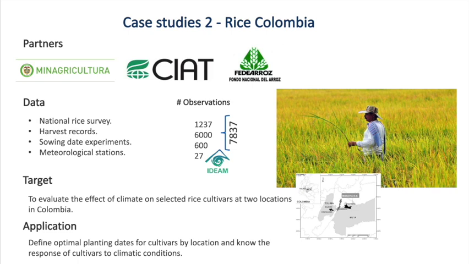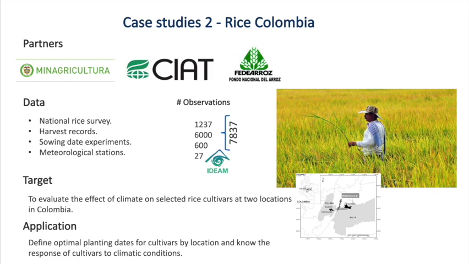So out of all the information that we were able to collect, we had approximately 7,837 observations, like the sites of the harvest, the site of the meteorological stations. So this was a treasure of information for this project. So we concentrated on analyzing 2 sites, one in Tolima and the other one in Meta. And the objective was to assess the effect of climate and some cultivars of rice in two locations in Colombia.